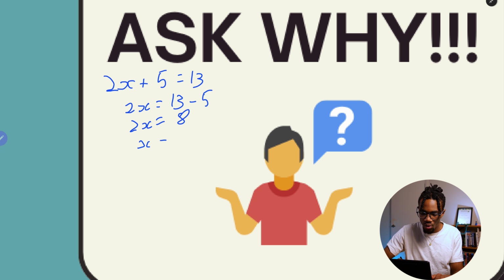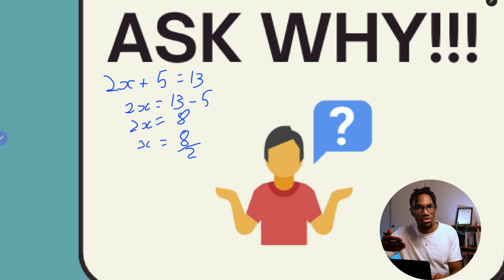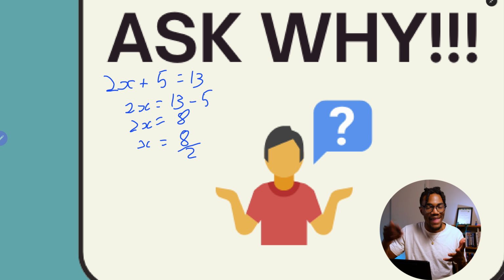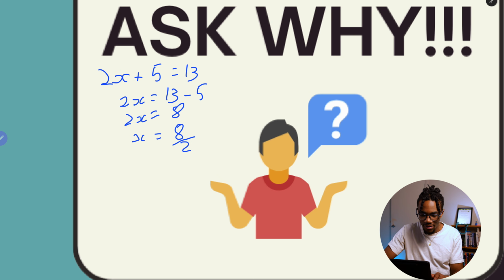x equals 8 divided by 2. Why did we do that? Why did we do 8 divided by 2? That's because if we want to get x by itself, we need to get rid of the 2. In between the 2 and the x is a multiplication sign. To get rid of the multiplication sign, we do the opposite, which is a division. And we get 8 over 2. We continue on from that. x equals 4.